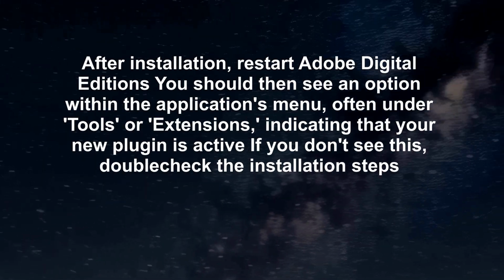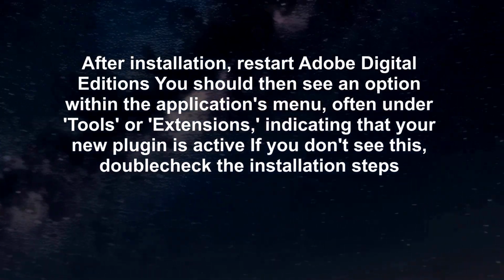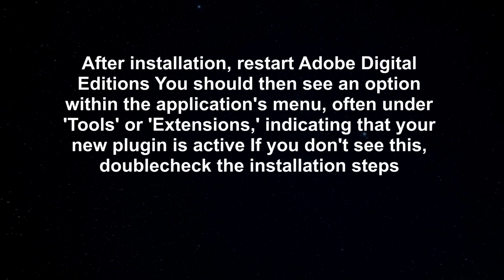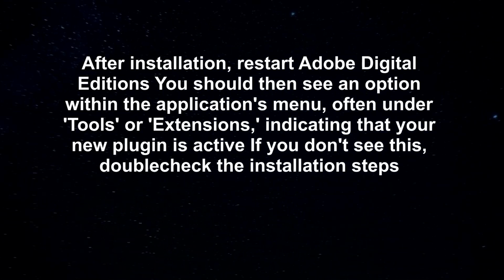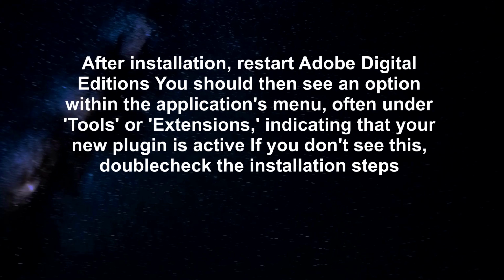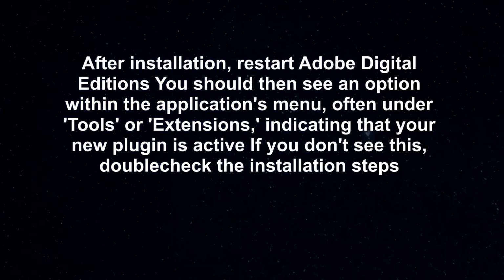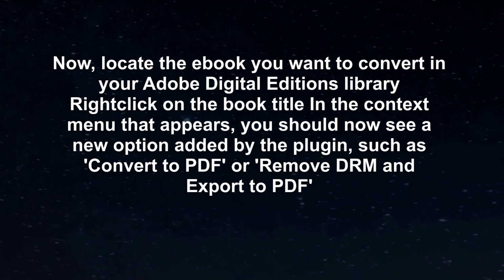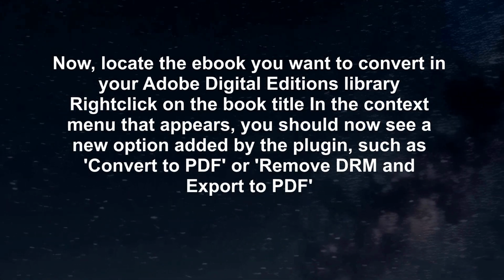You should then see an option within the Applications menu, often under Tools or Extensions, indicating that your new plugin is active. If you don't see this, double-check the installation steps. Now, locate the ebook you want to convert in your Adobe Digital Editions library.